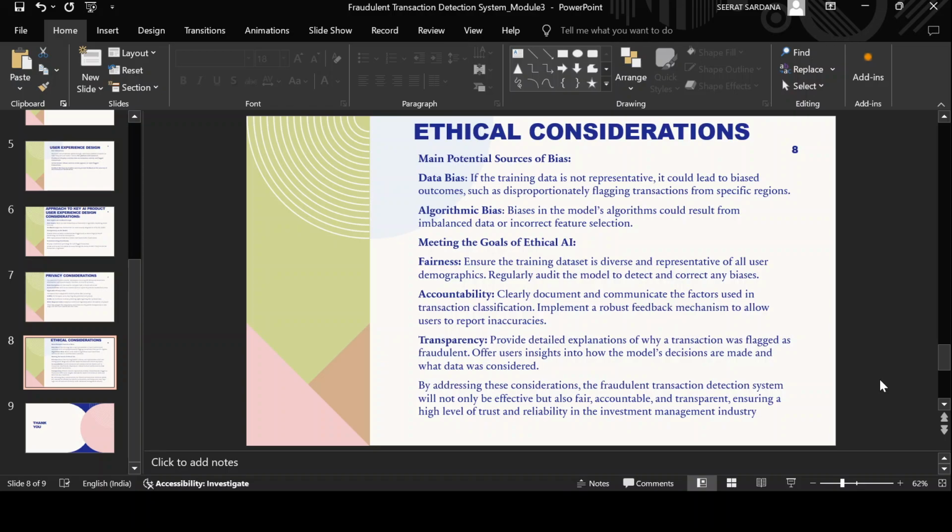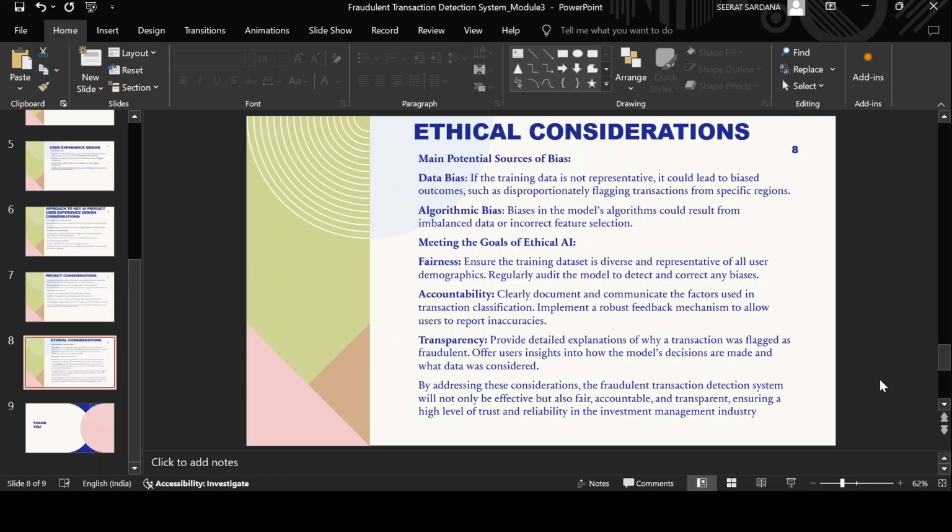Similarly, while training or finalizing the features, there can be an inherent bias that we are not considering all the important features. So we will work with experts to remove all of those biases from feature selection. Last one is meeting the goals of ethical AI. As a system design, we would follow all the key guidelines from an ethical AI perspective.